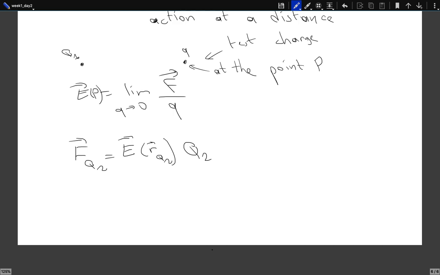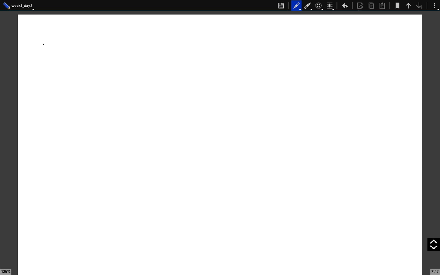Well, how do we calculate the electric field? Let's go through a couple of examples. Let's start with the simplest example of a point charge.